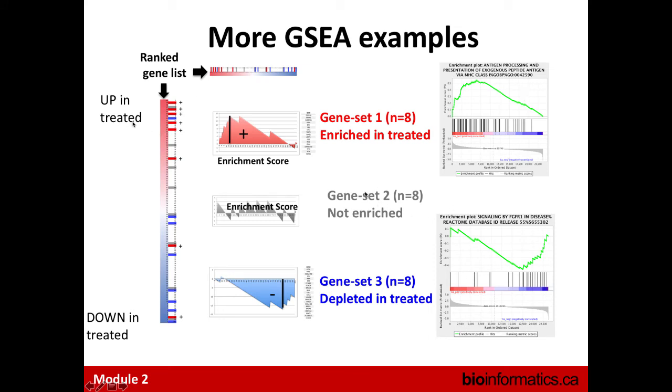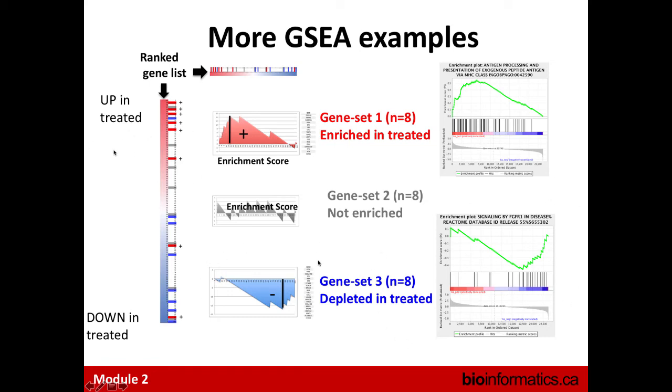Gene set number two contains also eight genes, but it's not significantly enriched. So I don't have a GSEA plot for that, and it's scattered randomly throughout the rank list. So you can see a gray gene at the top, you can see other gray genes in the middle of the rank list where the non-significant genes are located, and you can see a few at the bottom of the list, so it's not significant. There is no direction toward the up or the down regulation list.